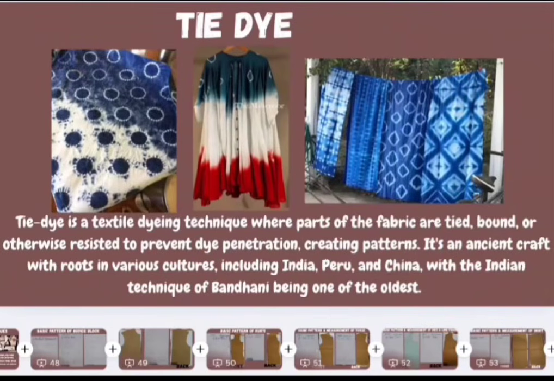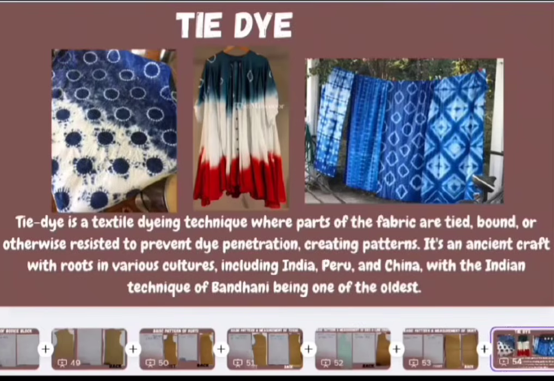Now, tie and dye. Tie and dye is a textile dyeing technique where parts of the fabric are dyed, bound or otherwise resisted to prevent dye penetration, creating patterns. It is an ancient craft with roots in various cultures including India, Peru and China, with the Indian technique of bandhani being one of the oldest.